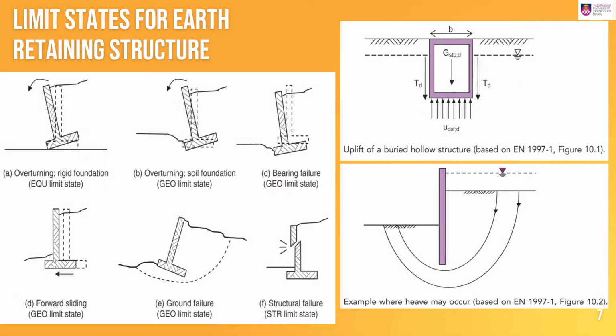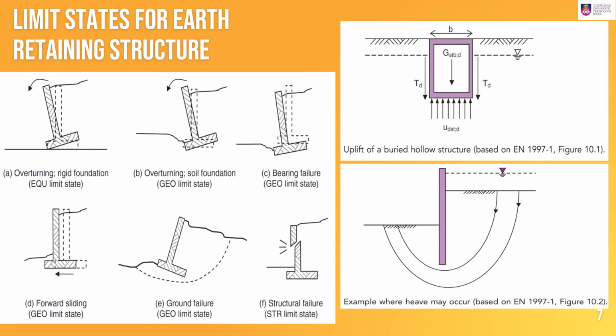Limit state for earth retaining structure. The following limit states should be considered. Overturning: for a wall to be stable, the resultant thrust must be within the base. Most walls are so designed that the thrust is within the middle third of the base.